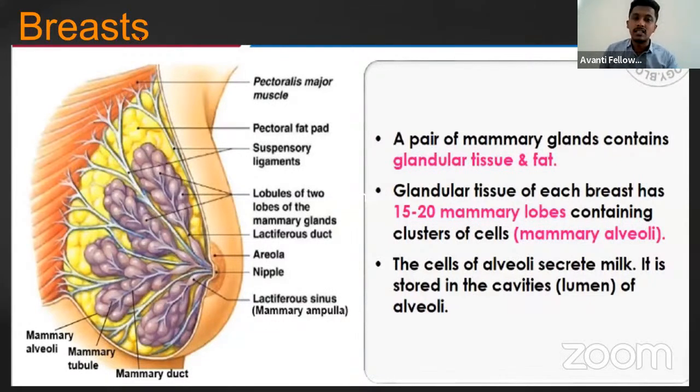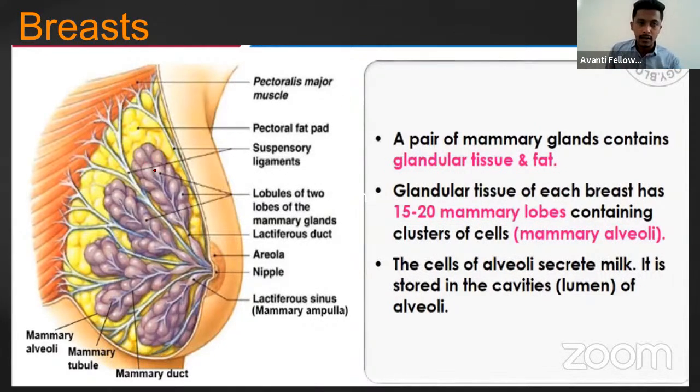The majority of the mammary gland is filled with fat. We call it a fat pad. The rest of the mammary gland is divided into 15 to 20 mammary lobes. These mammary lobes contain clusters of cells called mammary alveoli, which secrete milk. This milk is secreted into the lumen. Lumen means the gap, the space of the alveoli.